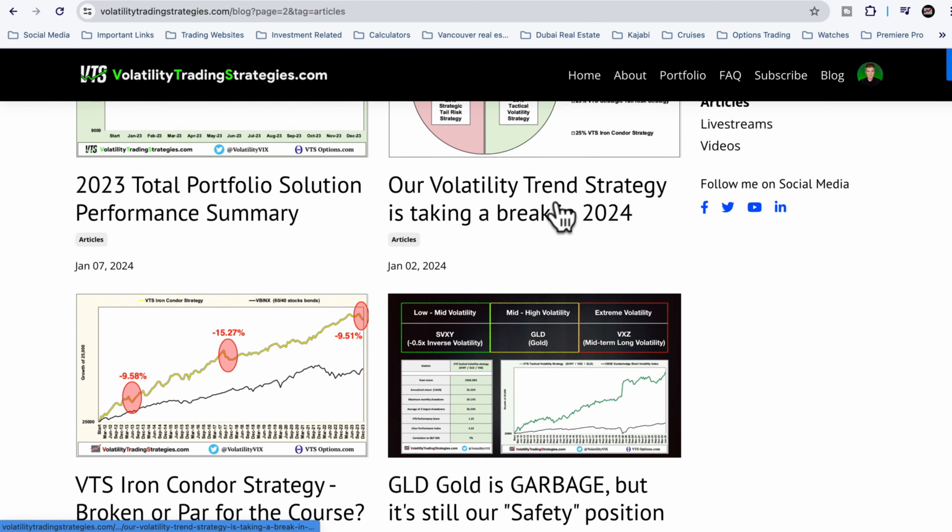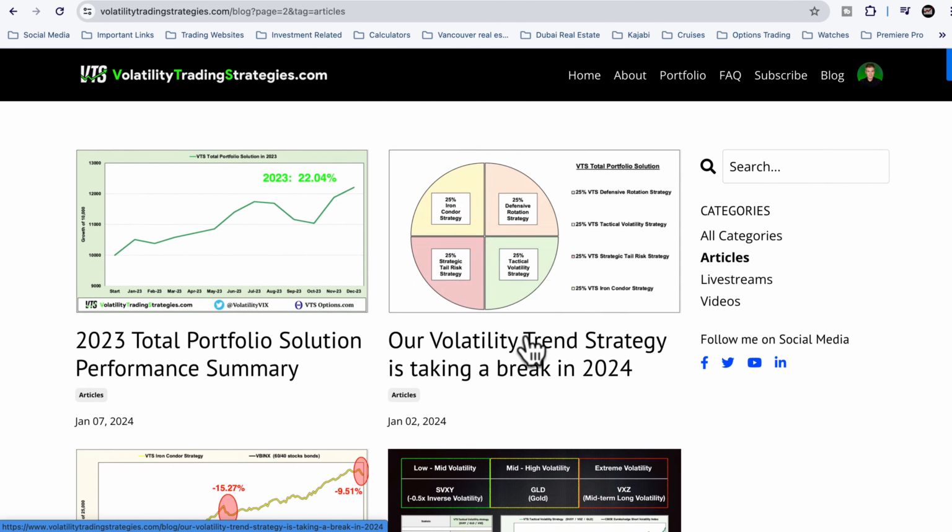Our volatility trend strategy is taking a break in 2024. Read this article, and it basically explains why we removed it, but it will be back, right? It's a great strategy. I personally like it a lot, but it was extremely confusing for a lot of other people because I didn't have the full course built out.